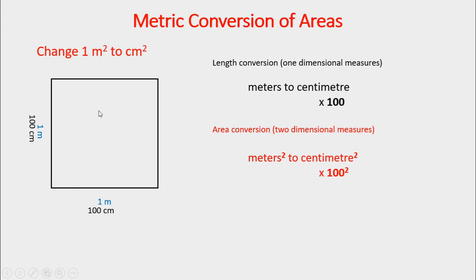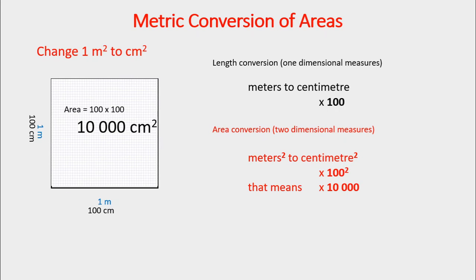Because the area inside this square is not just 100 centimeters squared. It's 100 centimeters times by 100 centimeters, just the same way that the area in meters was 1 meter times by 1 meter. So the area of this square in centimeters squared would be 10,000 centimeters squared.